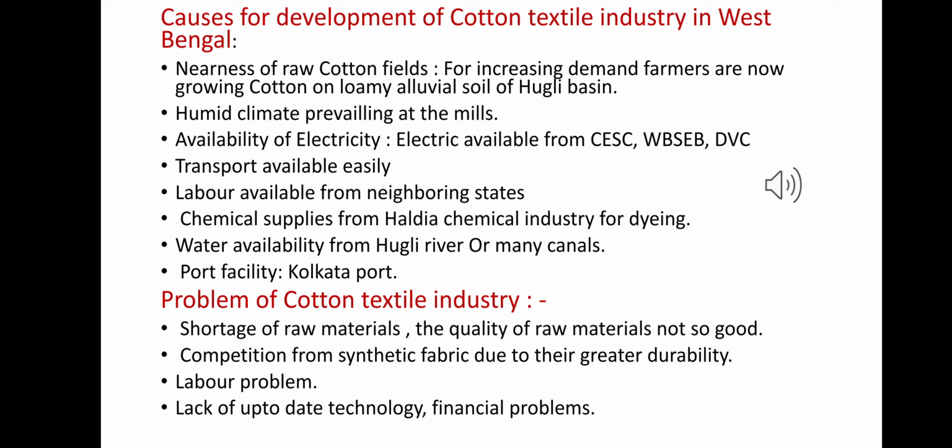Next, what are the problems of the cotton textile industry? Number one is shortage of raw materials, and the quality of raw materials is not so good. Second, competition from synthetic fiber due to its greater durability. And other problems are labor problems, lack of up-to-date technology and financial problems. These are also very big problems.